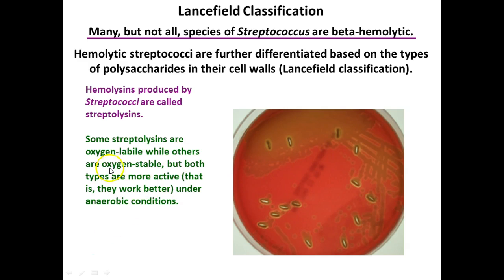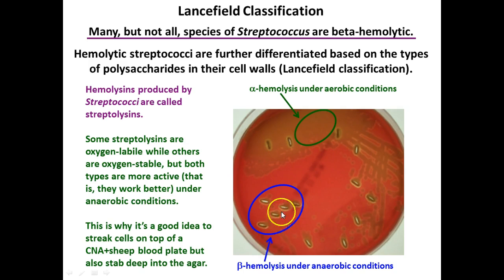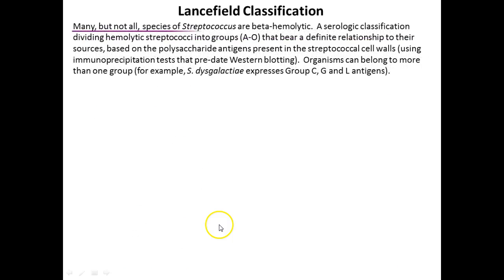So as I said, some of them won't work in oxygen. Some of them will work, but then work even better under anaerobic conditions. So that's why they would poke it into the agar. So you can see that lysis, right, where they poked it in. So alpha under aerobic conditions, see the greenish? But anaerobic, where they poked it into the agar, see how it's clear? That's beta hemolysis. So many but not all Streptococci are beta hemolytic, right, where they completely lyse the red blood cells.